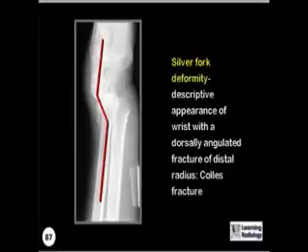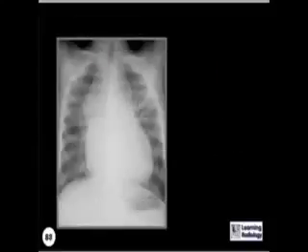This is the silver fork deformity, which is the descriptive appearance of the wrist with a dorsally angulated fracture of the distal radius, as in Colles' fractures. What sign is depicted here?